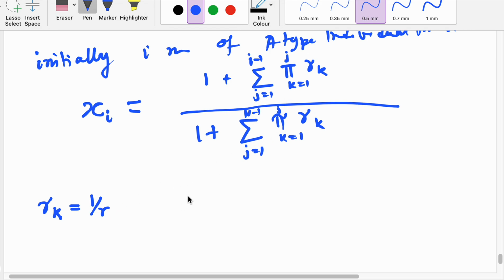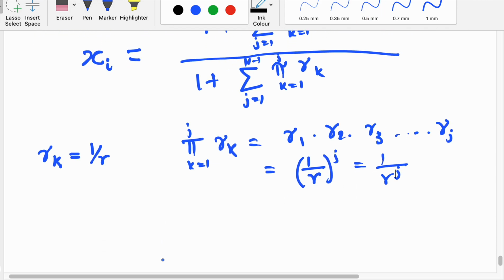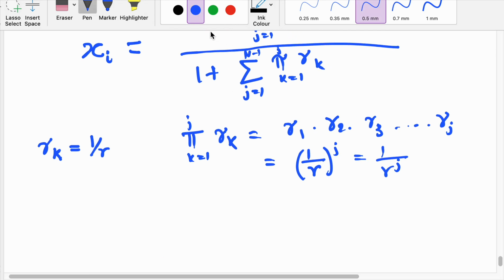Now what does the product over k equal to 1 to j of gamma k mean? That will be gamma 1, gamma 2, gamma 3, up to gamma j, and since all gammas are the same, 1 by r, it will be 1 by r to the power j. So this is 1 by r to the power j. Is it clear up to now? Yes, yes, it is clear.